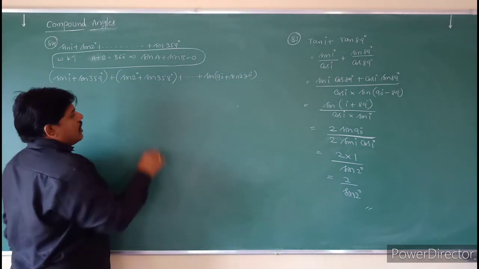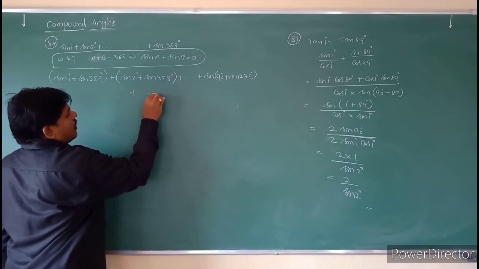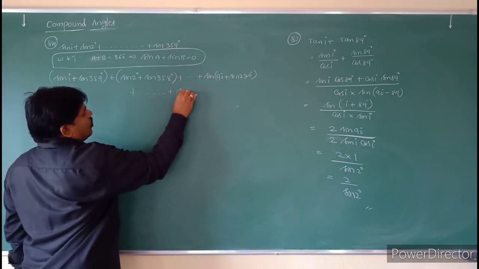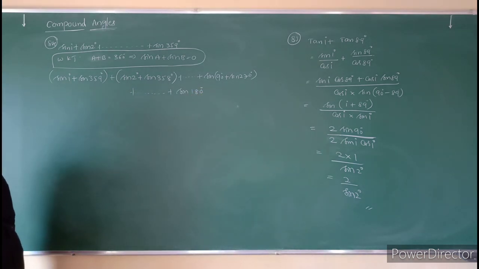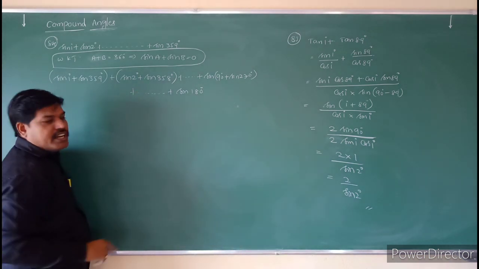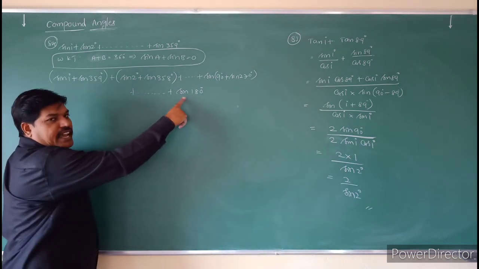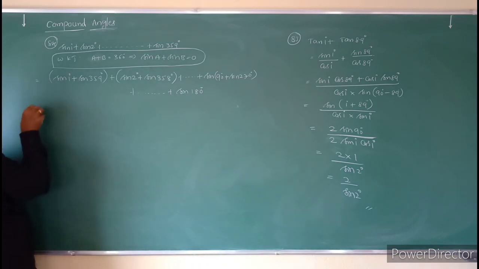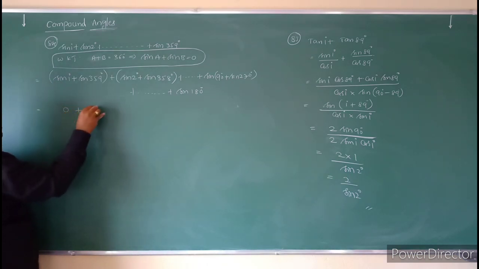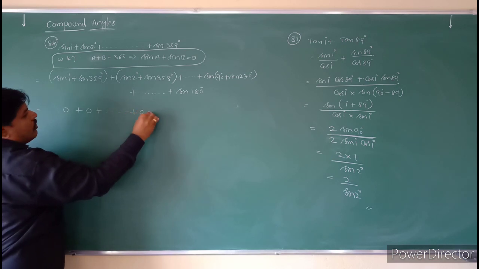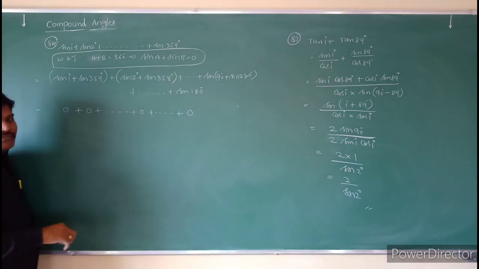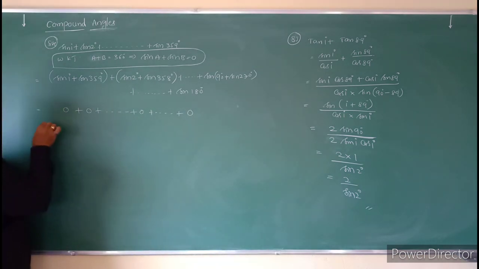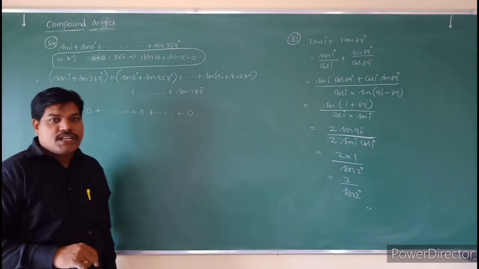And so on, at the end only one term will remain, that is sine 180 degrees. All the other combinations add up to 360 degrees, and only sine 180 degrees remains. What happens, students? This is 0 plus and so on plus 0, and sine 180 is also 0. So the answer will become 0 only.